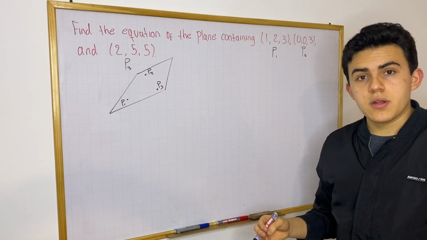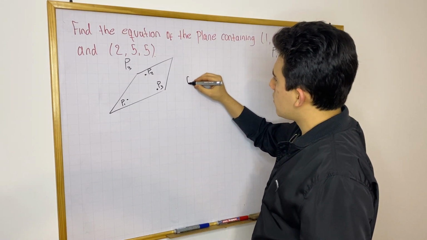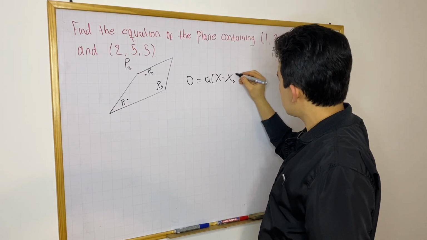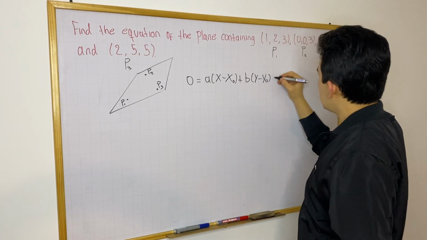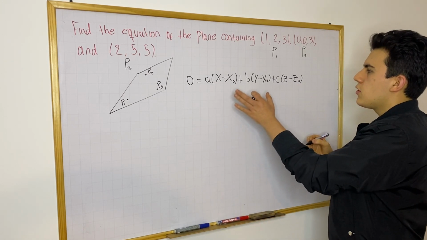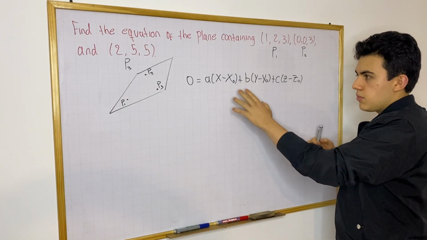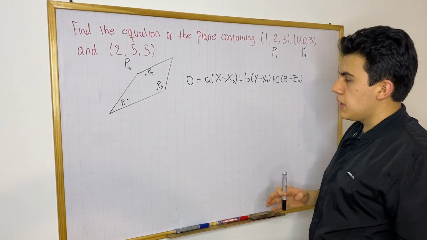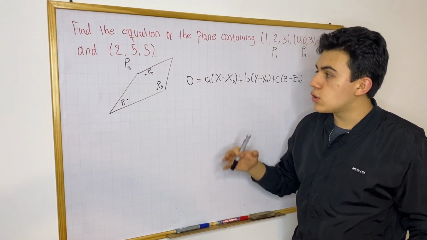There is a very important equation that I will use, which is called the point normal form of a plane, okay? And it goes like this: 0 is equal to a times (x minus x naught) plus b times (y minus y naught) plus c times (z minus z naught), okay? This is the point normal form of a plane because we're given a point, so x naught, y naught, and z naught are the coordinates of a point in the plane, and a, b, and c are the components of a normal vector to the plane, okay?